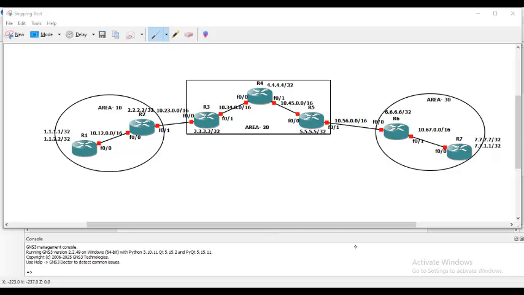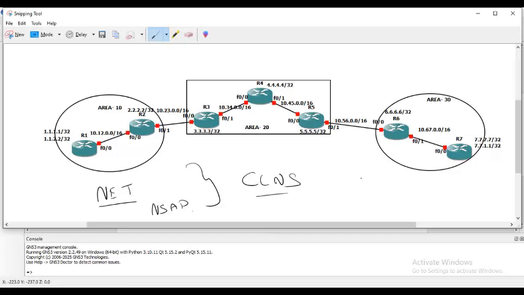ISIS uses a unique identity called NET ID or NSAP address. There is another word called NSAP, network entity title. The reason is this is a protocol which is designed to support CLNS, connectionless network service, which is a very old protocol before IP. Later came IP. So now what we are having is a modified version of ISIS.